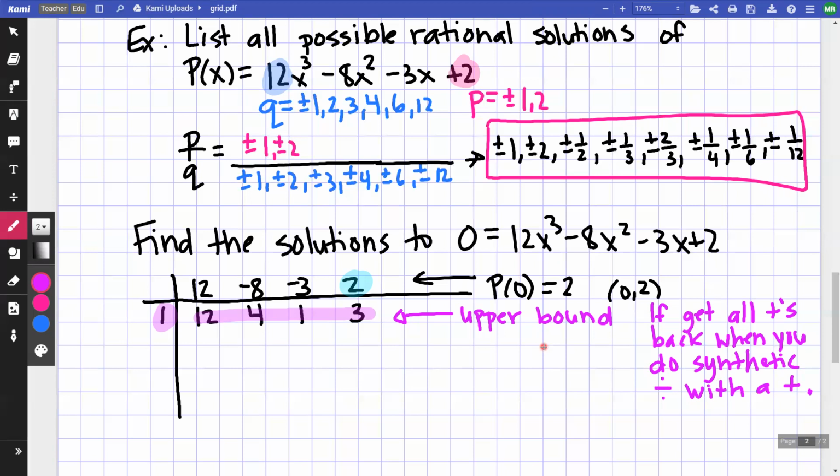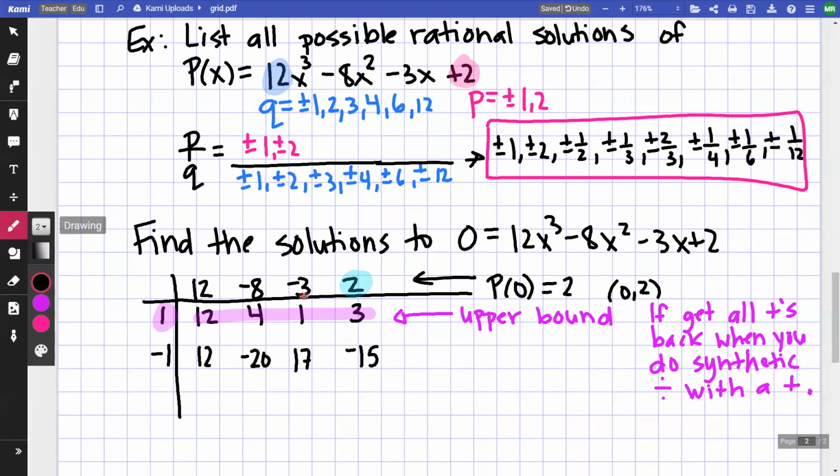I'm going to do a -1 this time. So I still bring down my first number, 12. -1 times 12 is a -12. I add it to -8. I get a -20. A -20 times a -1 is a +20. I add it to -3. I get a 17. A 17 times a -1 is a -17. I add it to 2 and I get a -15.